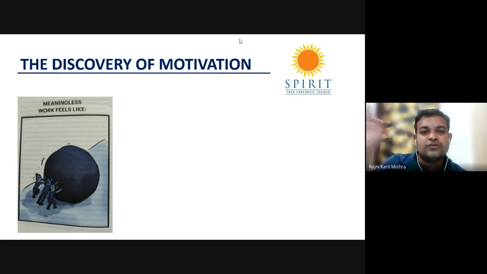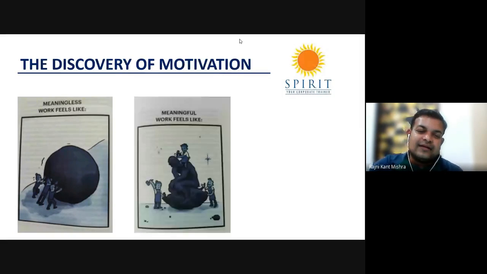Initially, all the students will not be motivated. Few of them will be motivated. But what is the difference? We have seen how meaningless work feels, and this is how meaningful work feels. At the end of the day, whatever design or shape they may get may not be very graceful, but doing it would be fun. If they do it together, it would be a lot of fun.